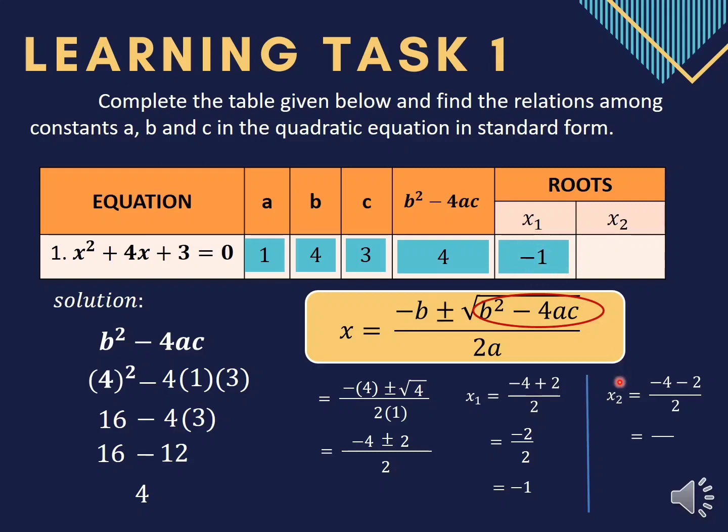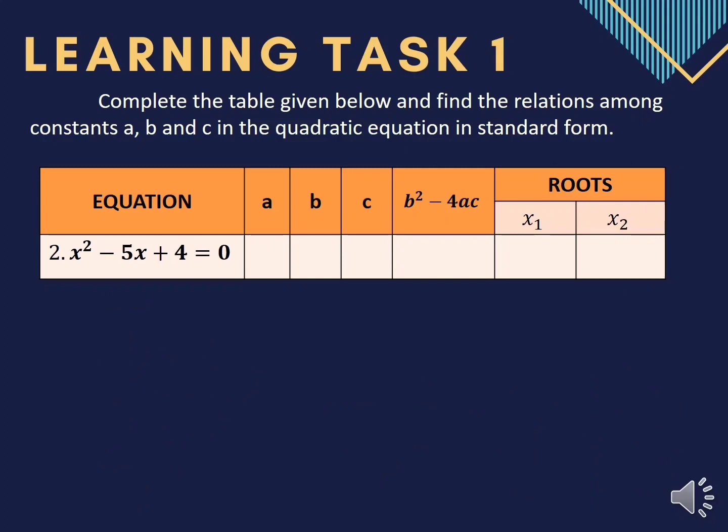How about x sub 2? So, negative 4 minus 2, that is negative 6. Correct. Now, all over 2. Now, let us simplify. Negative 6 divided by 2, that is negative 3. So, therefore, the value of x sub 2 is negative 3. Did you get it? Okay, so that is all we will do for the remaining numbers. That is how we complete the given table. Okay?